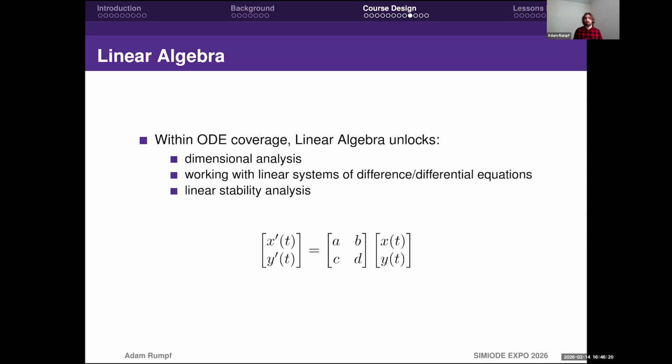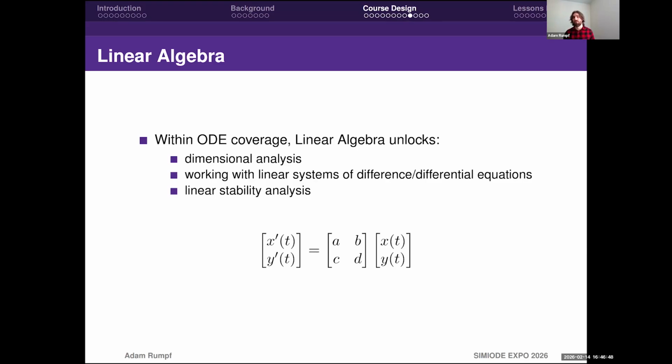More importantly, having students who have had linear algebra unlocks a lot of useful techniques for going through the kinds of equilibrium analysis and model development processes that I was just mentioning. For example, while you're developing a model, you can go through something called dimensional analysis, which basically involves solving linear systems of equations to figure out what dimensions make sense for your model parameters. Having a linear algebra background makes that a lot easier for students.